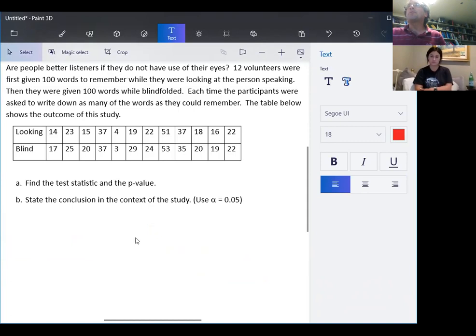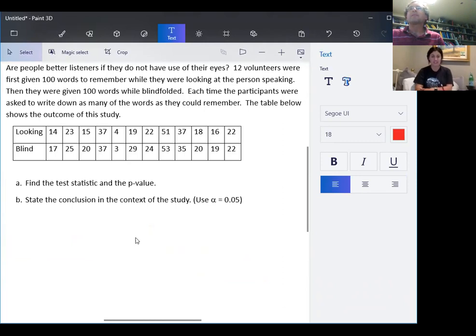Each time the participants were asked to write down as many of the words as they could remember. The table below shows the outcomes of the study. And then basically perform the hypothesis test. What's the difference between this example and the last one? There's a profound difference in terms of the way the study was done.